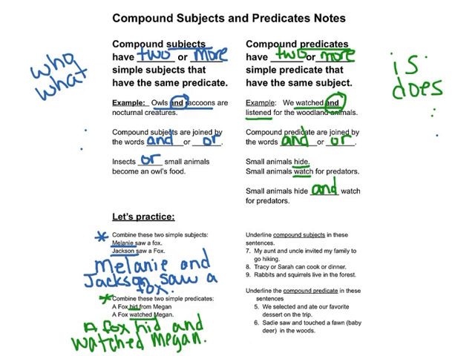Very good. Now let's look at this from a different perspective. Let's see if we can actually underline and recognize compound subjects in the following sentences. The first one is, my aunt and uncle invited my family to go hiking. And remember, subjects are the who or what. So, underlining aunt and uncle, those are people. That's the who.